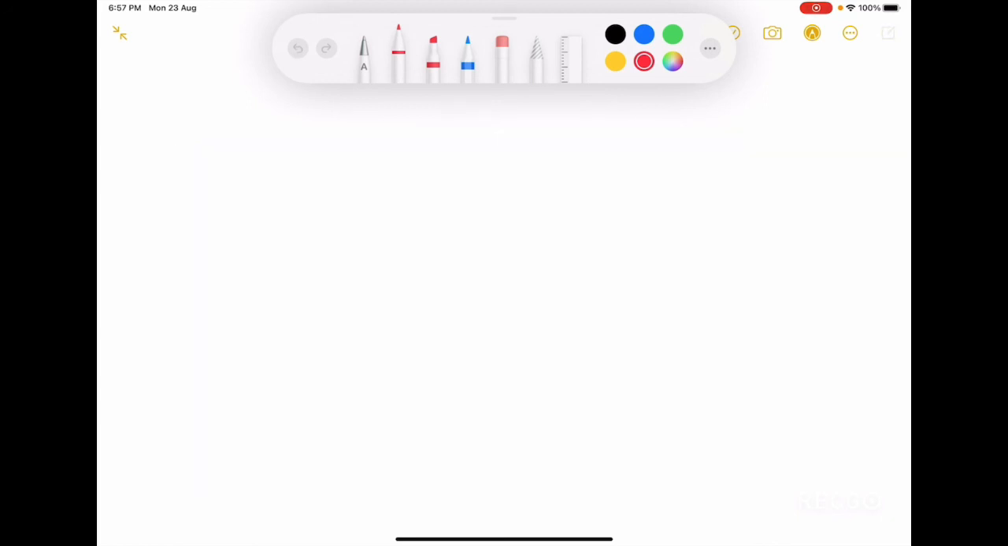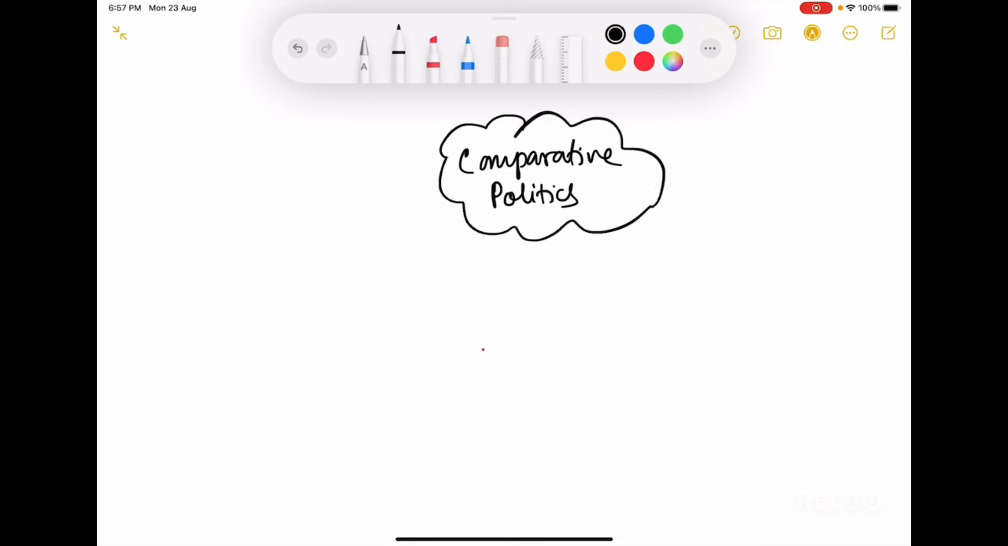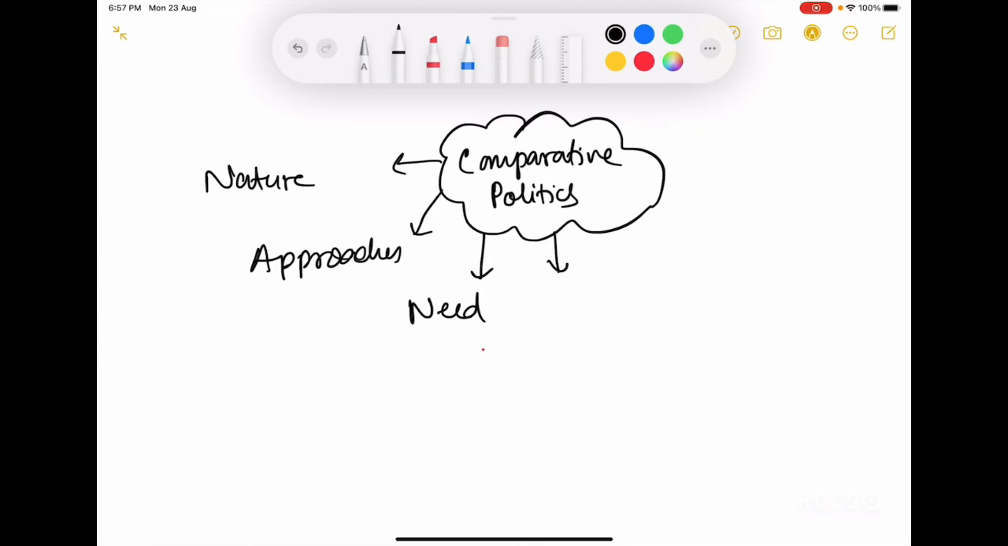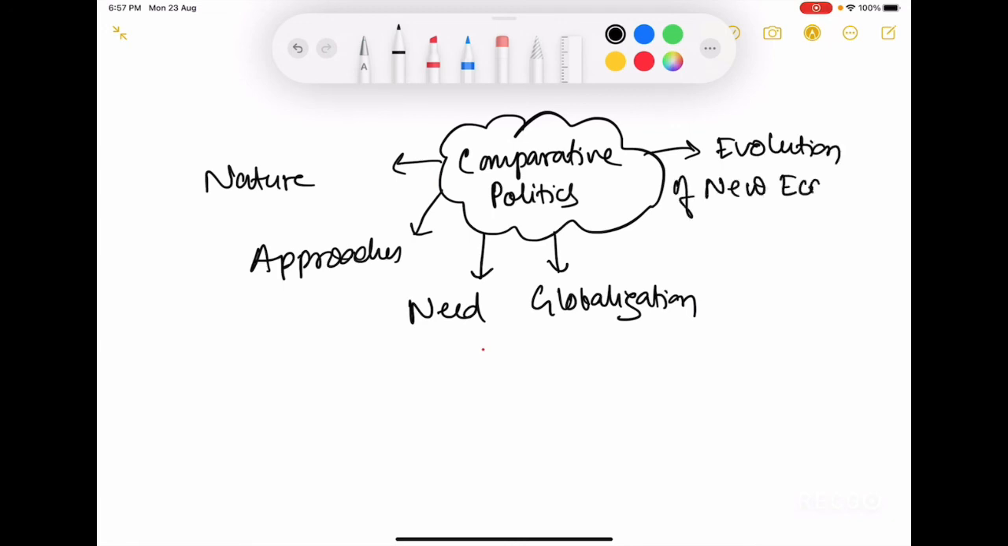And the last but not the least is comparative politics, wherein we will discuss the nature, we'll discuss its approaches, we'll discuss its need, then we'll discuss globalization, then we will discuss the evolution of new economic order, which in short is written like this, NEO.